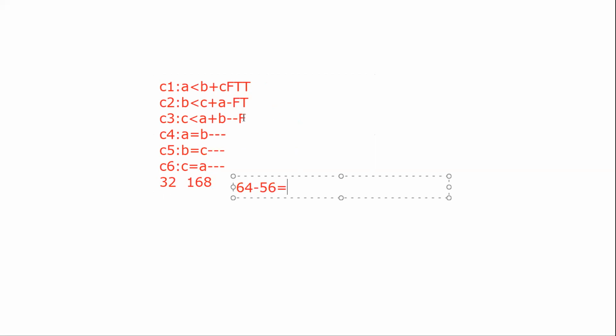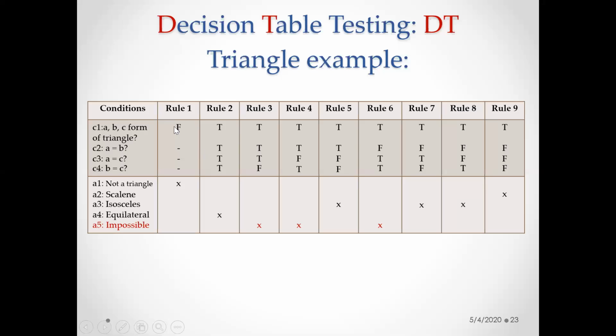So this is how it works with respect to your triangle problem by applying the decision table approach. So what they have done is they have combined this entire thing into one. So based on that, we'll be getting the answer like this. Any doubt?